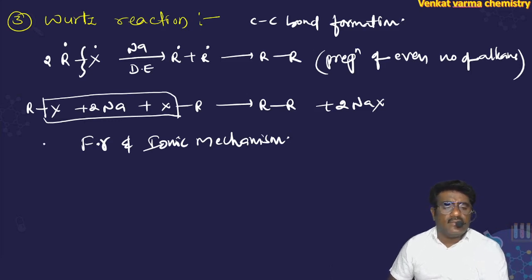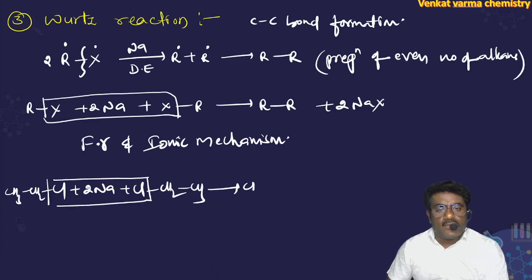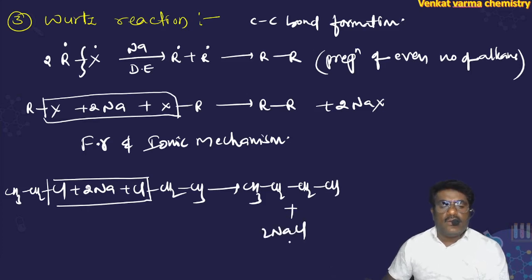Have a look at an example. See, CH3 CH2 Cl in presence of sodium with Cl CH2 CH3. What is the product? Very simple. The product is butane, CH3 CH2 CH2 CH3, plus 2NaCl. This is for even number. Butane means 4 carbons. It is the best method for preparation of even number of alkanes only.